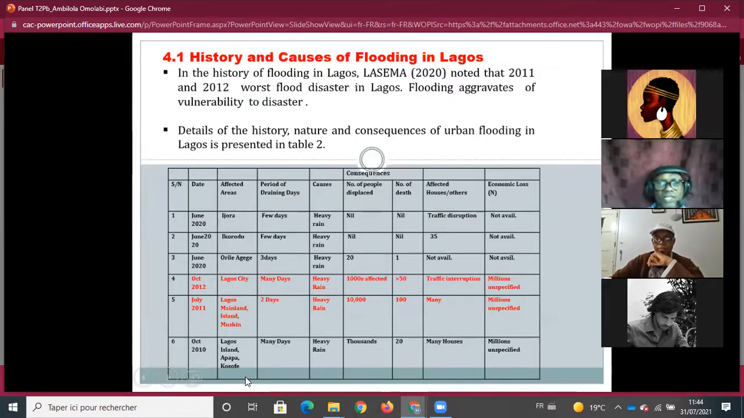Yeah, this is the history. I told us that 2020 and 2011 were the most devastating in terms of the history of flooding in Lagos, and the causes are simply both man-made and natural disaster, with climate change aggravated by human activities. Next slide, please.